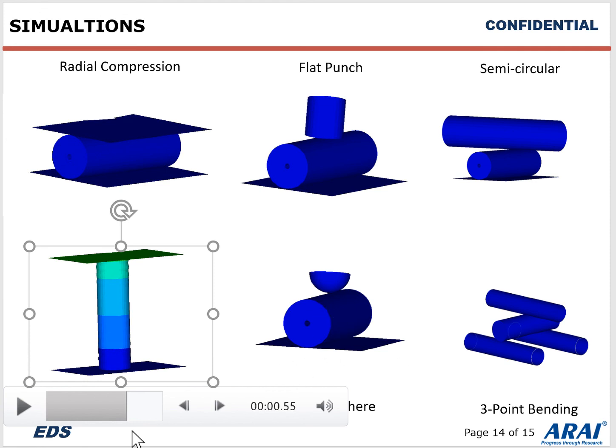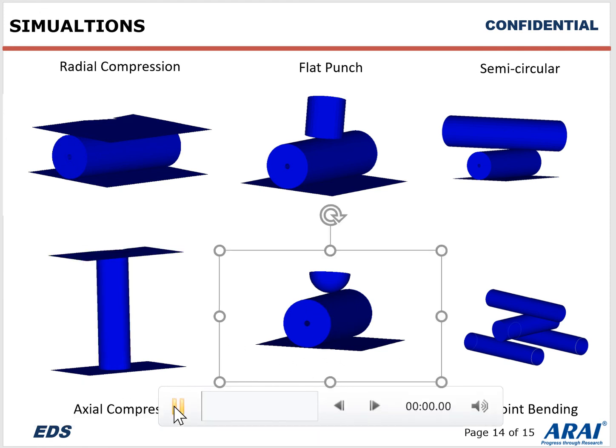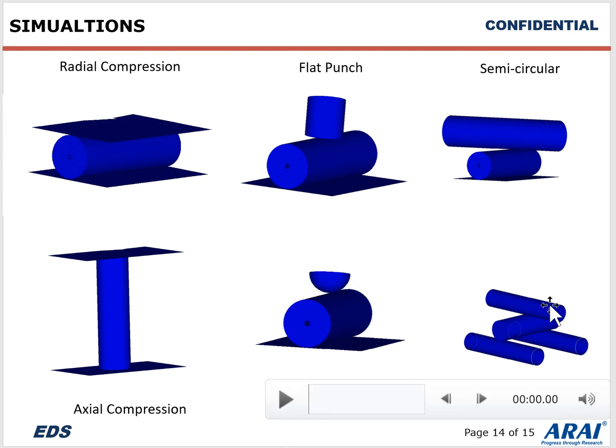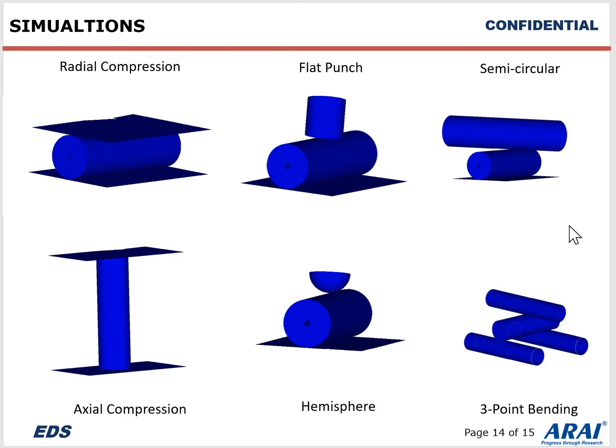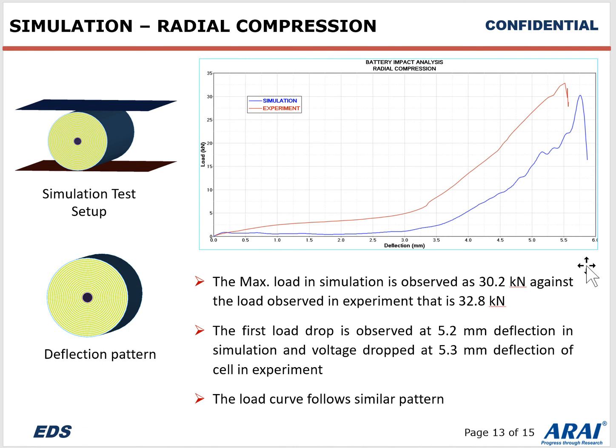And if we go for the other test, which is again a kind of radial one, this is the 3-point bending test. So this is what we tried to simulate. The 3-point bending test had some issues, so we are working on that.